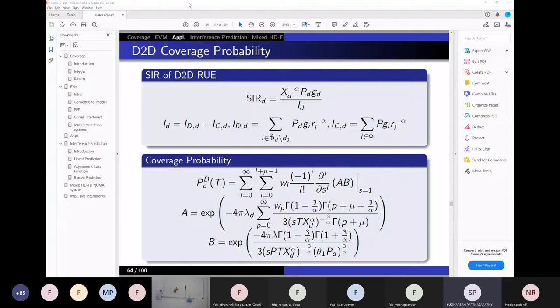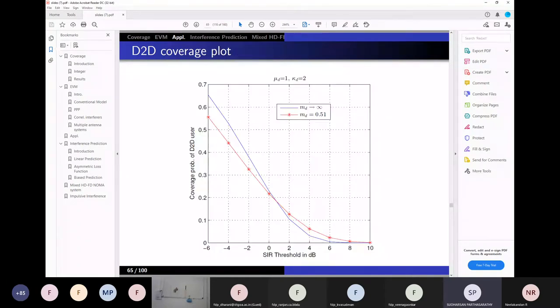Using a similar analysis to what we have done earlier, we can derive the coverage. A closed-form expression for coverage can be derived. Next, slide number 65. Here we have the SIR in dB on the x-axis and the y-axis is the coverage probability.